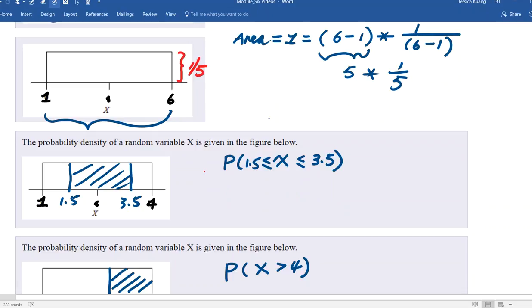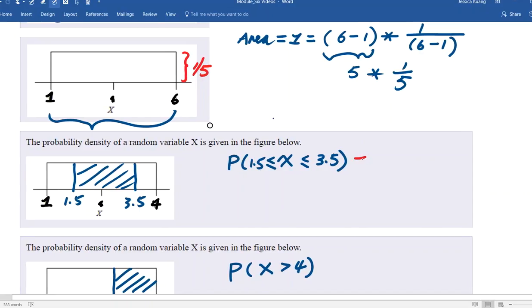Let's calculate some probability. The first one, I would like to calculate the probability when x is between 1.5 and 3.5. Now, what is so special about the uniform distribution and normal distribution is that with or without the equal sign, the probability remains the same. The difference is really whether I have a dashed line or solid line around the boundary, but the area does not change.